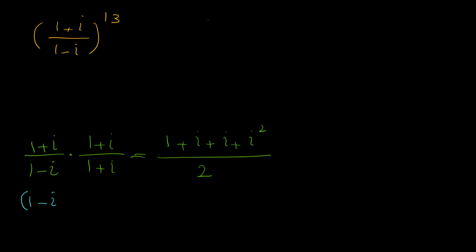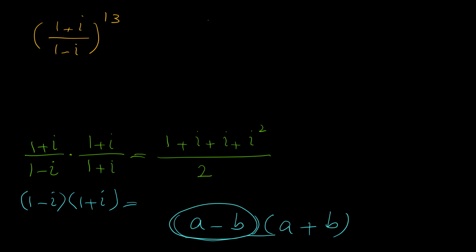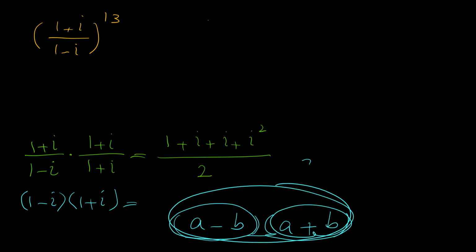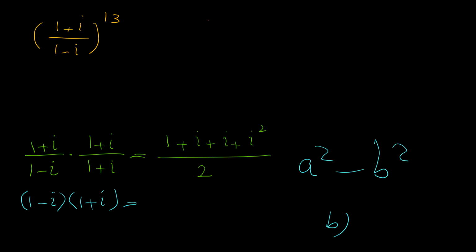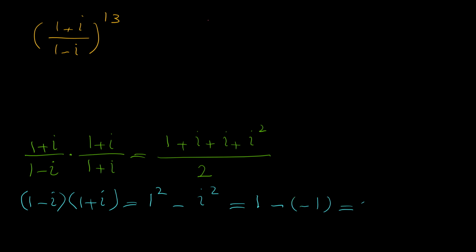When we multiply 1 minus I by 1 plus I, these two are conjugates of each other. And remember, we have this identity in algebra: a minus b times a plus b is a to the 2 minus b to the 2. Based on this identity, this equals 1 to the 2 minus I to the 2. 1 to the 2 is 1, I to the 2 is negative 1, and this equals 2.